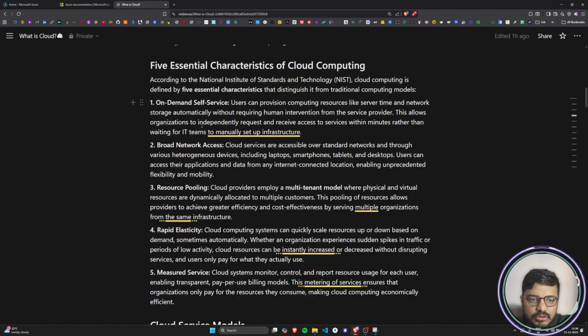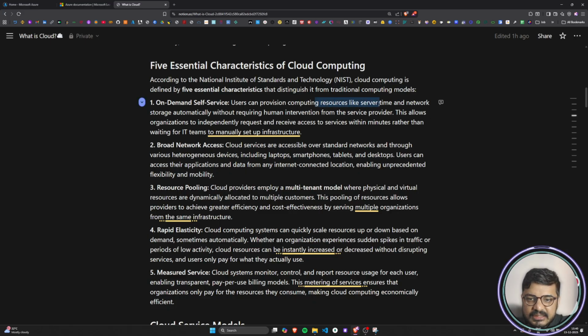Okay, this allows organizations to independently request and receive access to services within minutes, rather than waiting for an IT team to manually set up the infrastructure. So whenever a service is required by anyone, they can spin up that particular service within a few minutes, rather than requiring the IT team to first set up that whole infrastructure and then get it going. So the user can provision it within a few minutes, right?